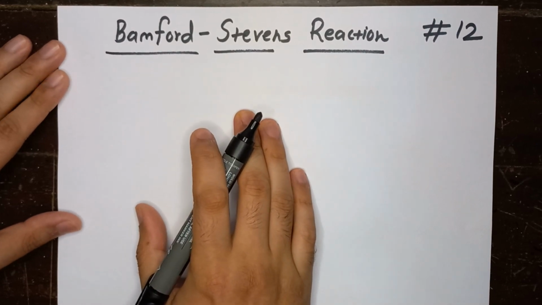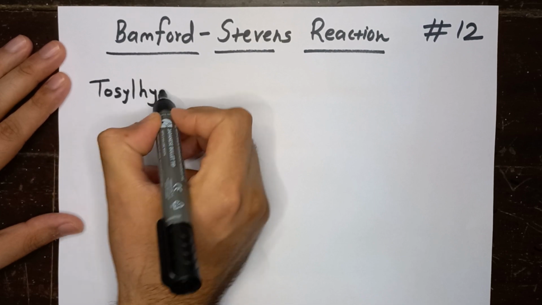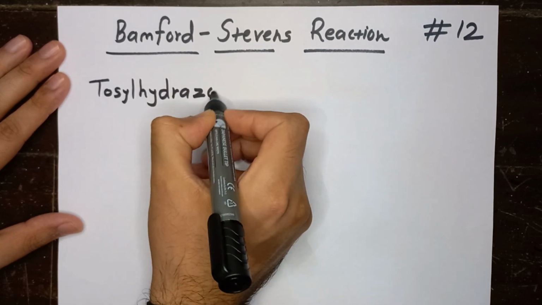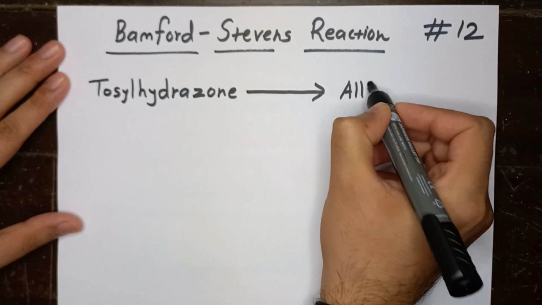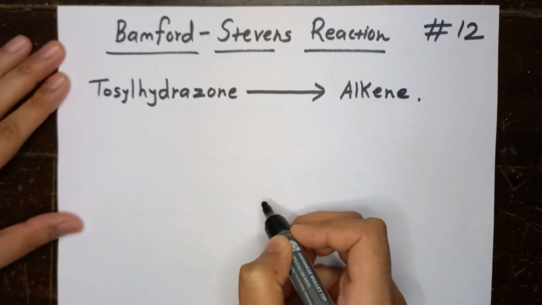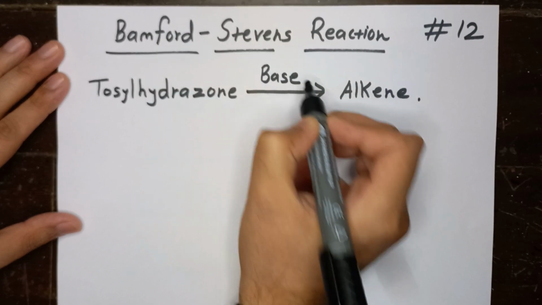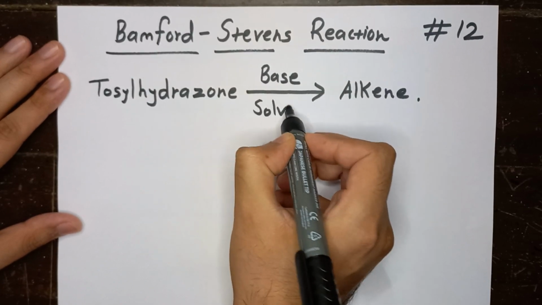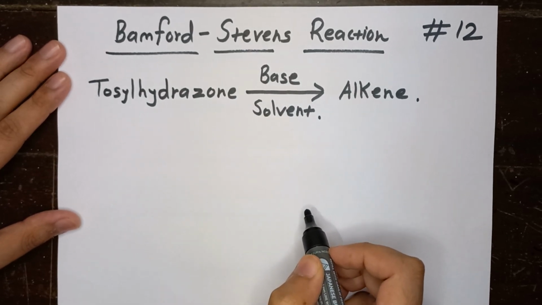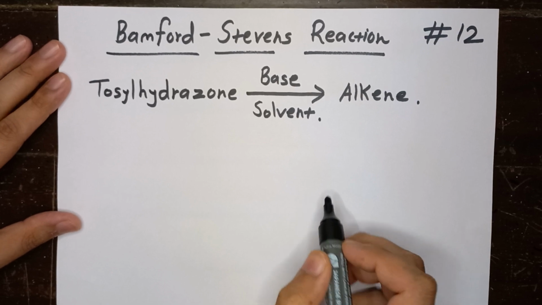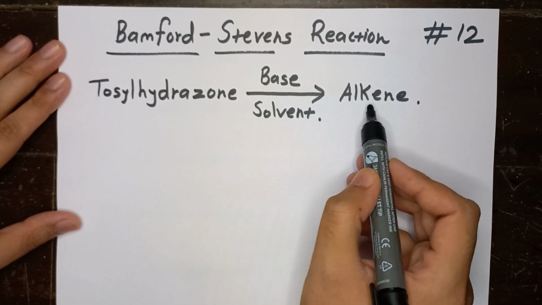So in this reaction, the starting material is called tosyl hydrazone, and the product is alkene. The reagent we need is simply a base in the presence of solvent. So this is a general reaction. In Bamford Stevens, you convert tosyl hydrazone using a base under a particular solvent to get your product alkene.